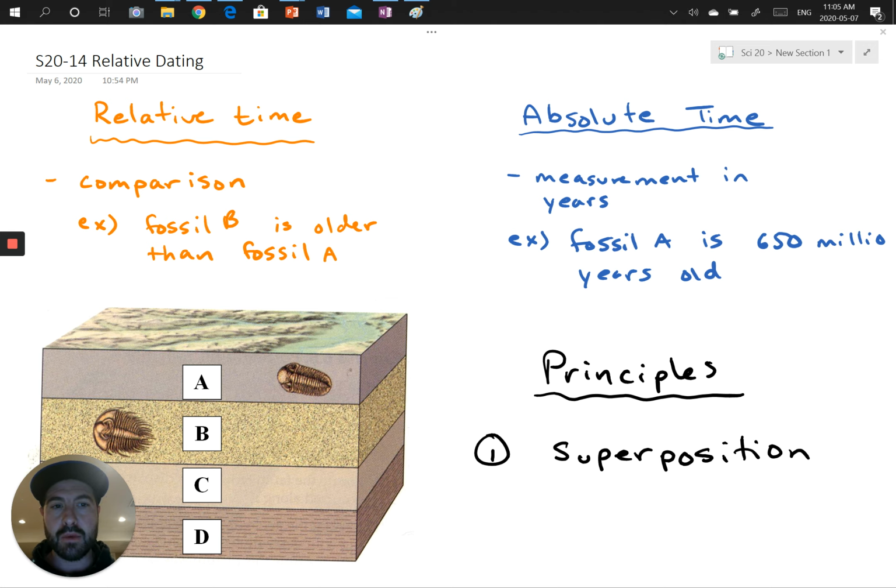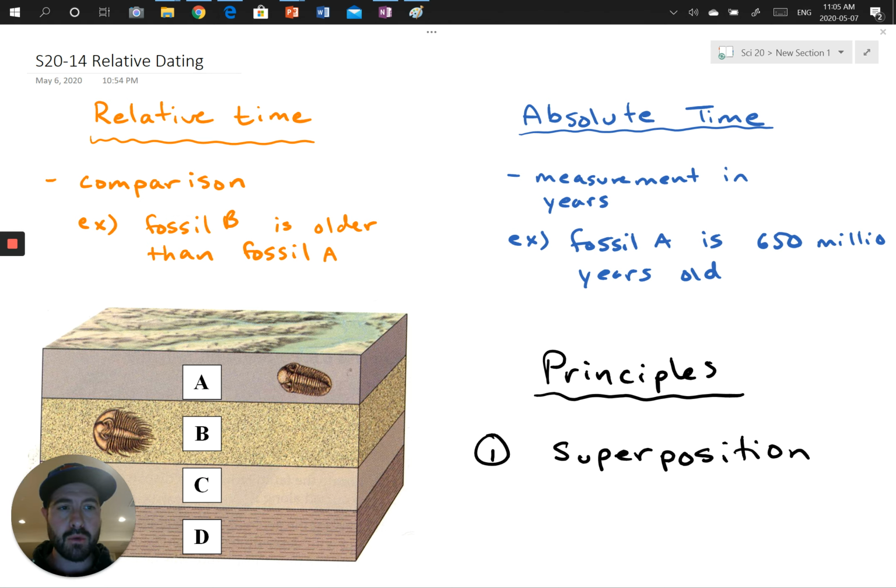So what we're looking at today is dating. So how do we figure out how old a rock or a fossil is? And when we look at dating things that are old, there's two schools of thought, and paleontologists will actually take both of these, combine them, and then come up with an estimate for how old something is. So the first school of thought is relative time.